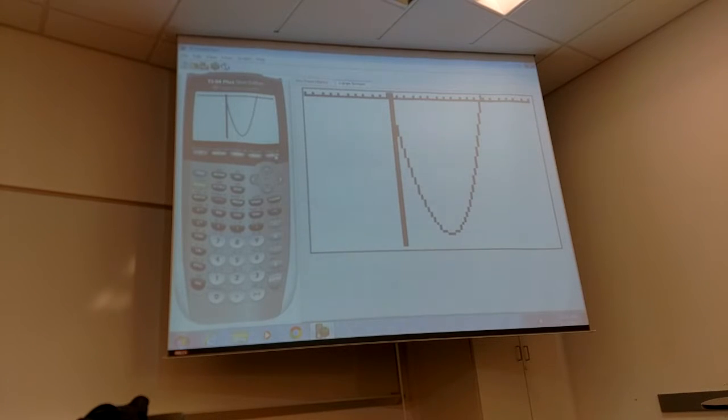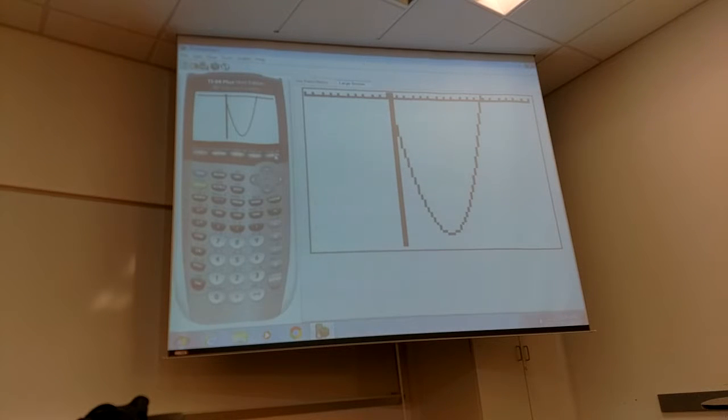Alright. So now I want to go a little further with this. Now I can see all of my most important points. Can the calculator find them for me? Because it plotted all these points, it should be able to tell me what the vertex is. It's a point it plotted, so it should be able to tell me.